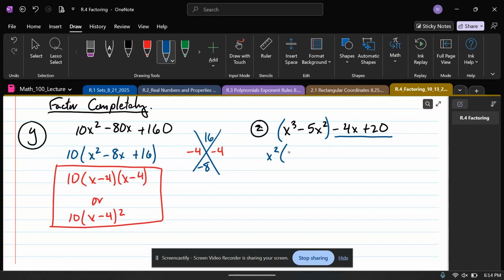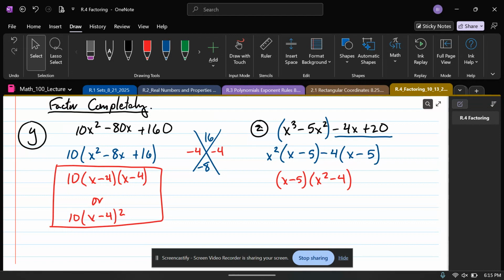So then that's going to leave me x minus 5. What do I pull out of the second pair? A negative 4. And that's going to leave me x minus 5 in that one. And so my factors are going to be x minus 5 and then x squared minus 4.